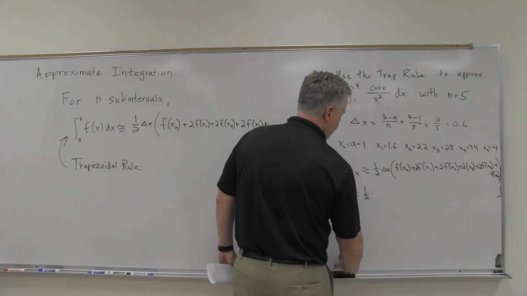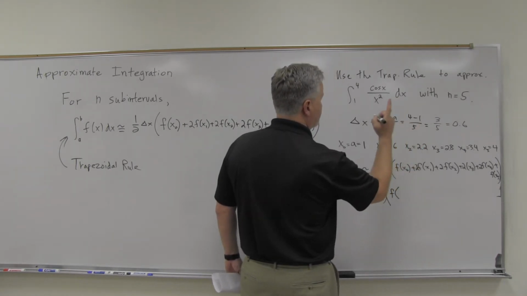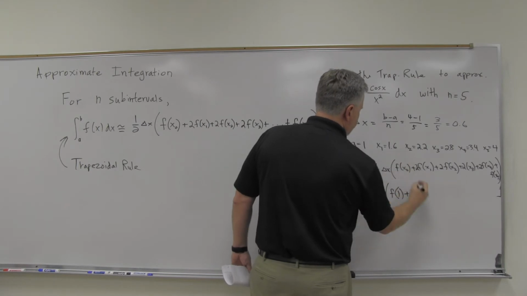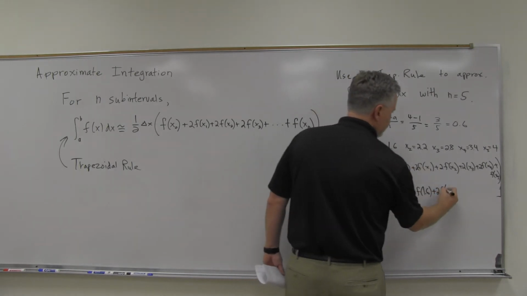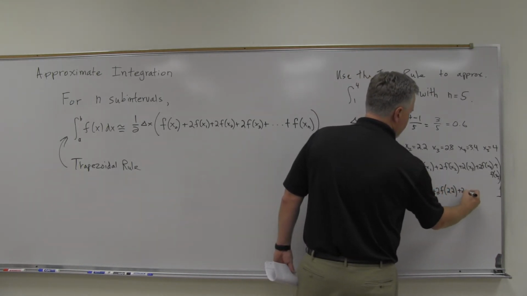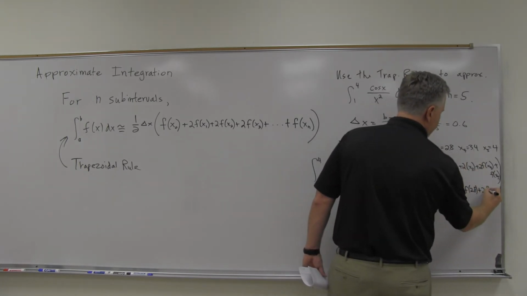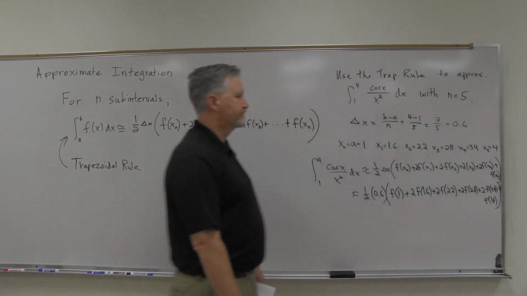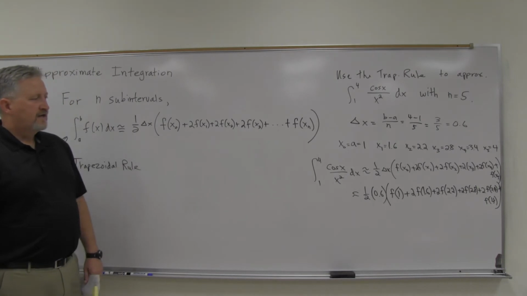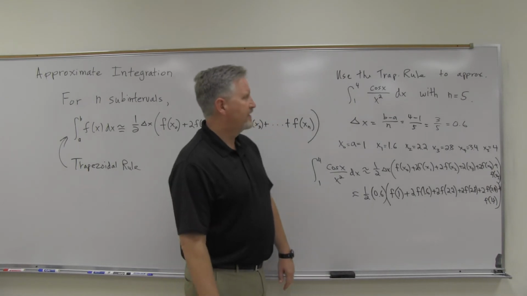So that's approximately 1/2 of 0.6 times f of 1, plus 2 f of 1.6, plus 2 f of 2.2, plus 2 f of 2.8, plus 2 f of 3.4, plus 1 f of 4. Now, then it just becomes a matter of figuring out what each of these function values is.